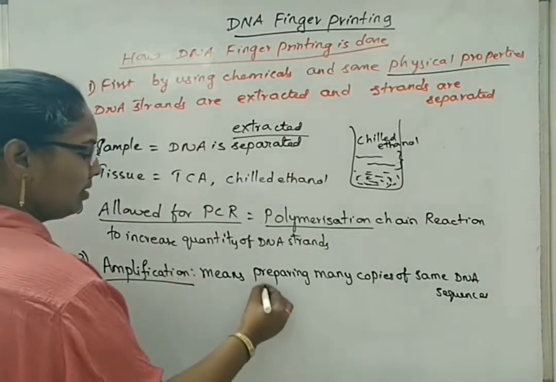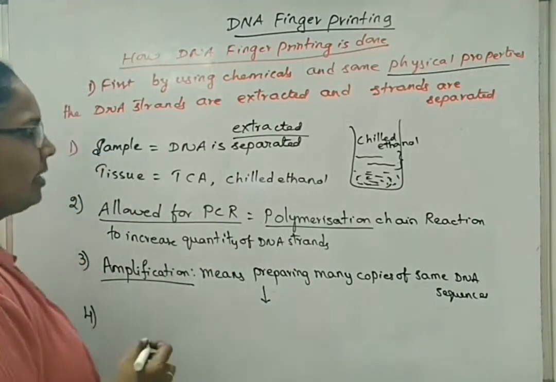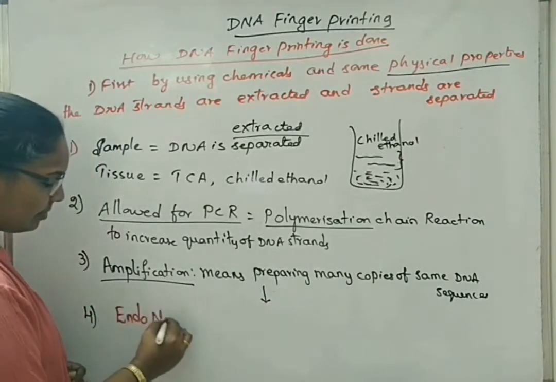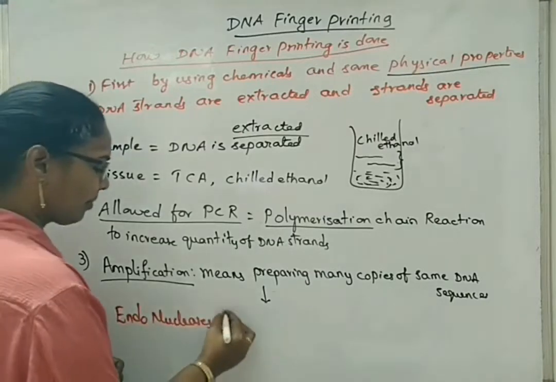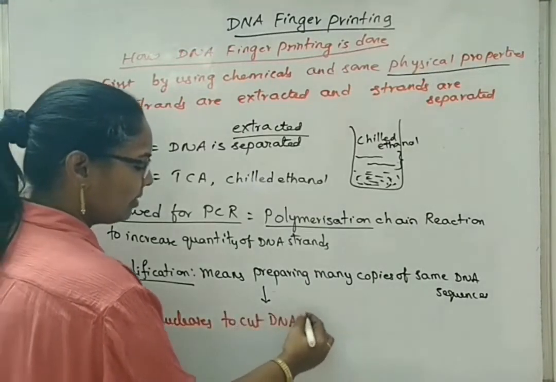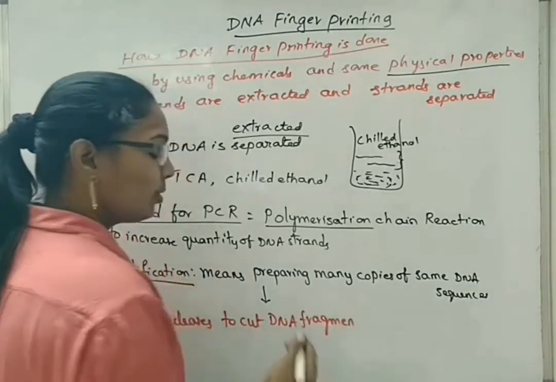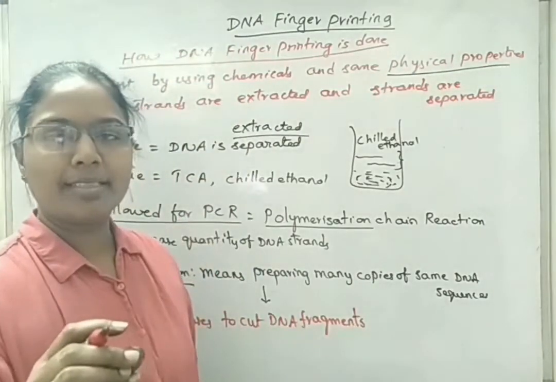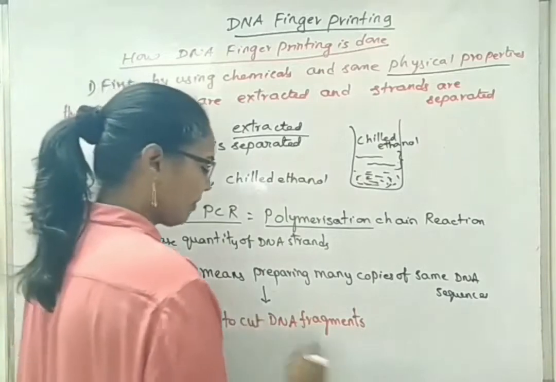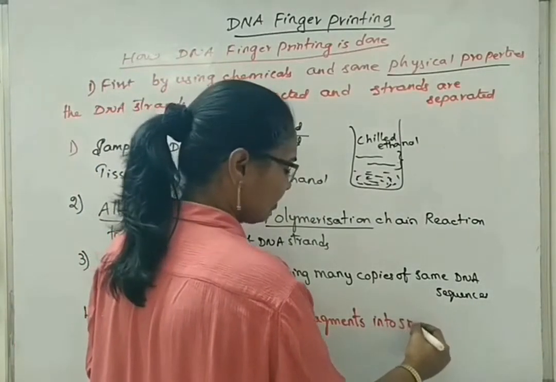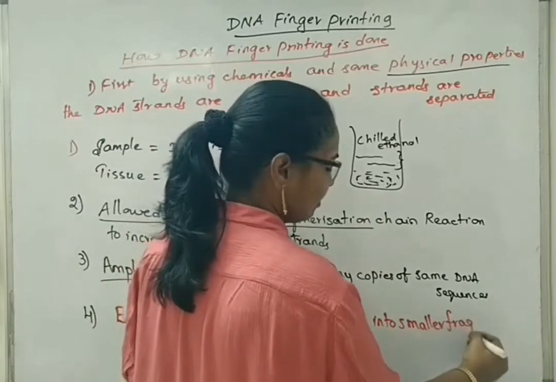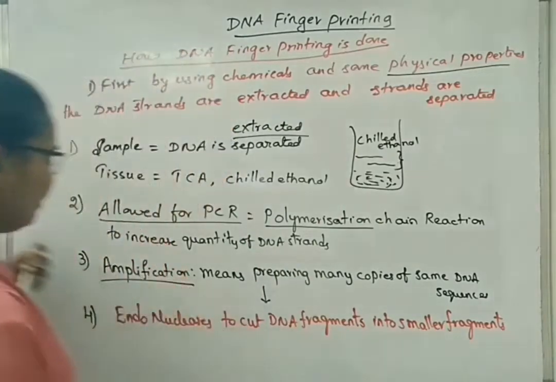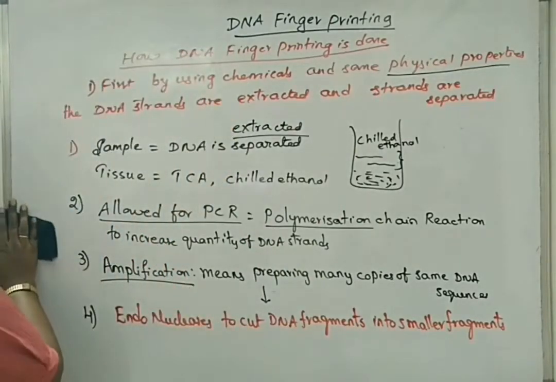Now, the next method is very important in DNA fingerprinting. Now we use the endonucleases to cut DNA fragments into small pieces. Those small pieces are very helpful in studying the DNA, what the nitrogen base sequences are, very soon and easily, in smaller fragments, so that the further studies are very easy to carry on. So these are the first 4 steps in the DNA fingerprinting method.